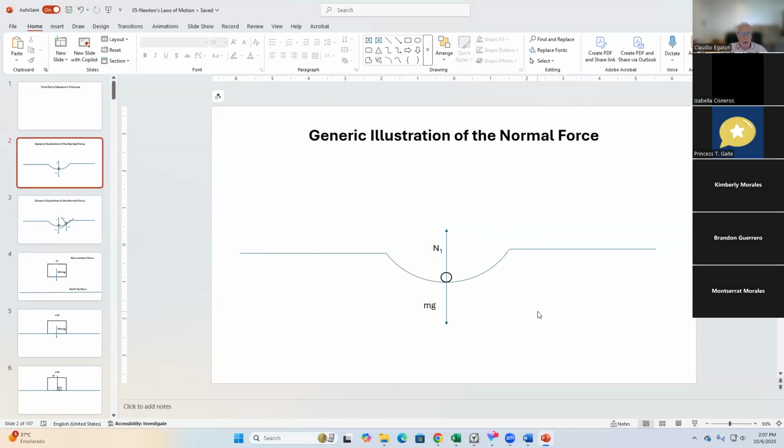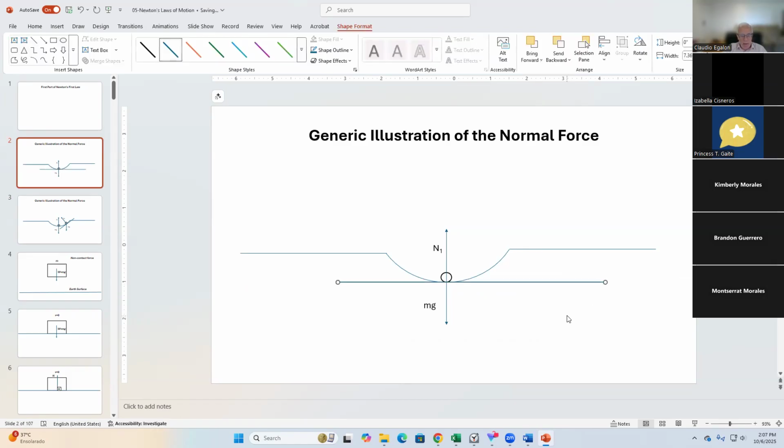We call it a normal because it makes an angle of 90 degrees with respect to the tangent. Okay, that's what the definition of normal is all about. Something that makes an angle of 90 degrees with respect to the tangent to the surface. That's the most generic way of illustrating this normal force.